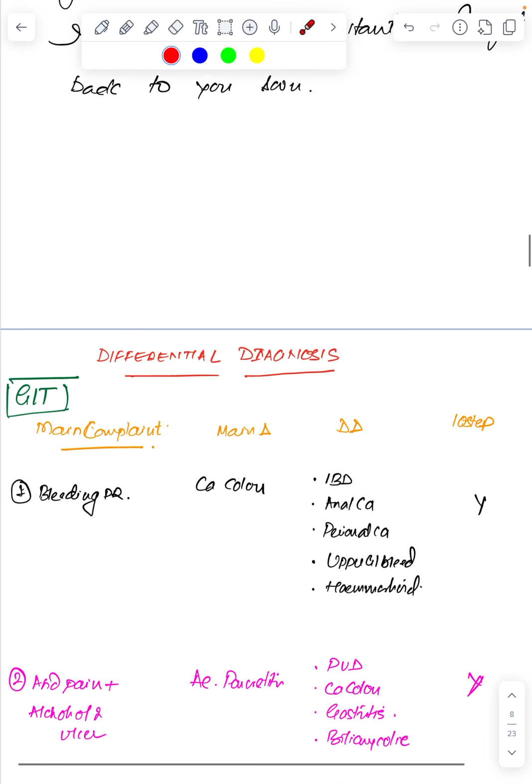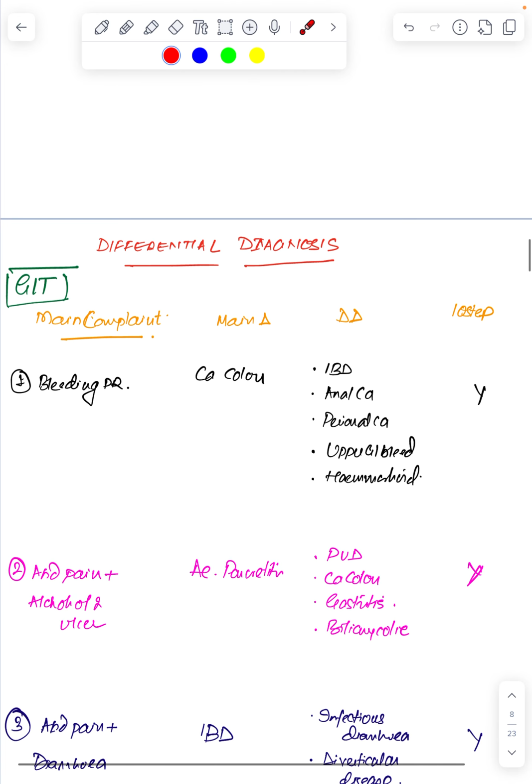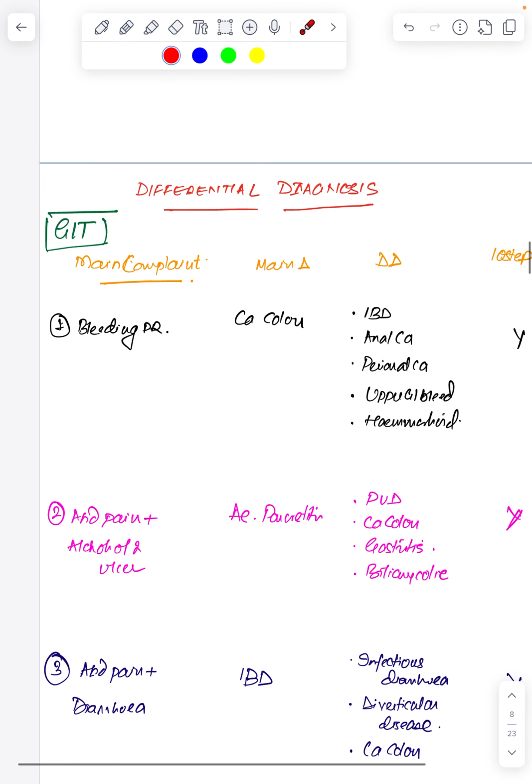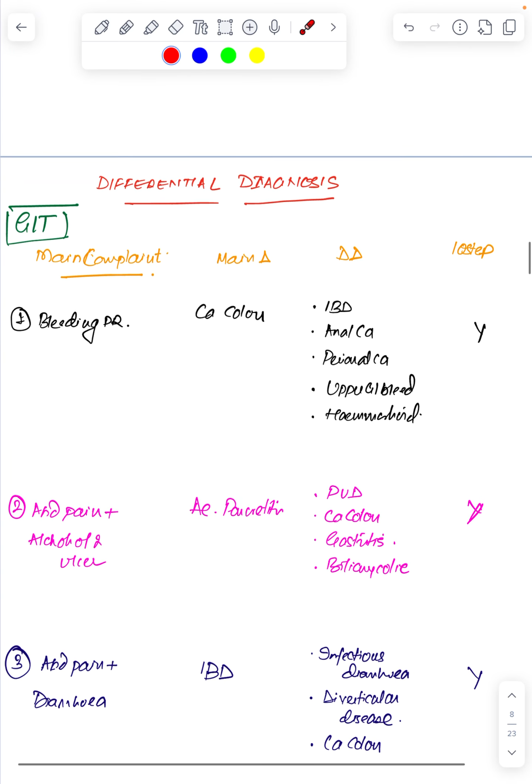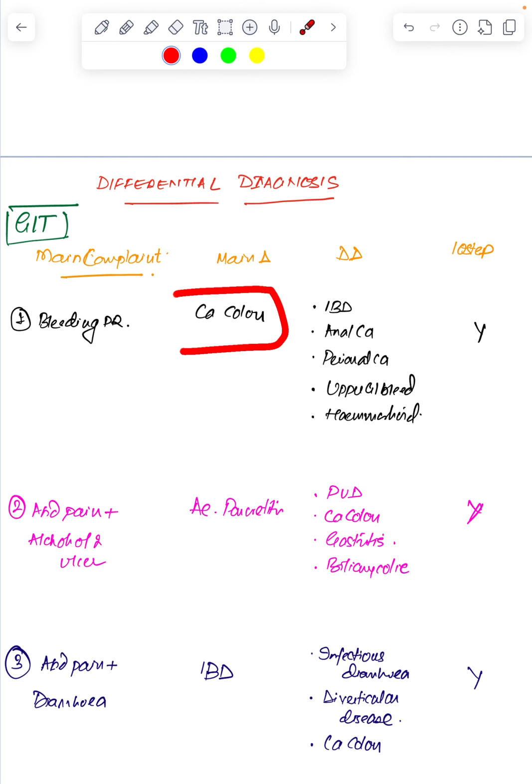In the history I told about the differential diagnosis, how to think of differential diagnosis. Any history, any symptoms, any pain regarding GIT. If it is about GIT, see the main complaint, how the patient is saying bleeding per rectum: Doctor, I'm passing blood in the stools, or whenever I go for motions, I get blood. The main diagnoses, if old age, keep in mind CA colon, inflammatory bowel disease, ischemic bowel disease, anal carcinoma, perianal cancer, upper GI bleed, or hemorrhoids.